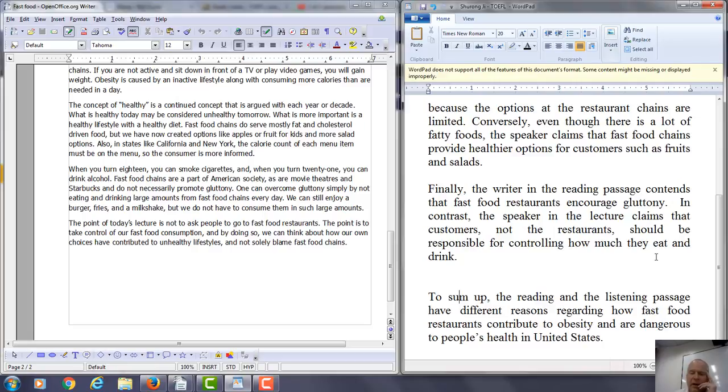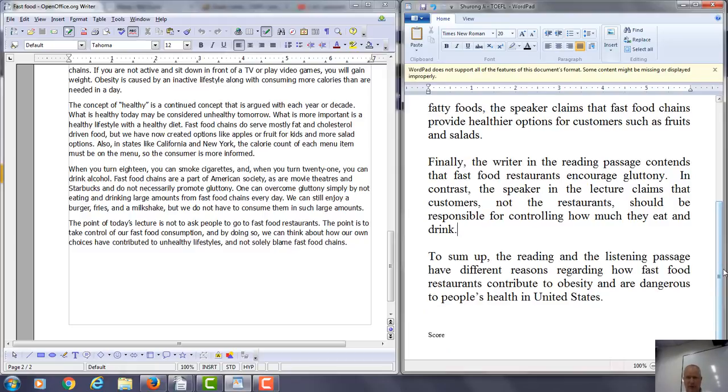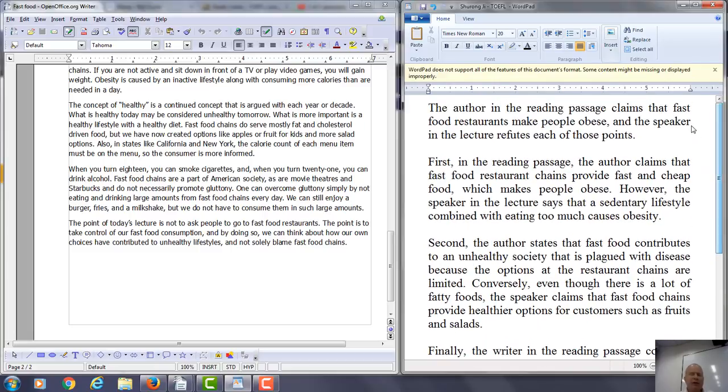To sum up, the reading and the listening passage have different reasons regarding how fast food restaurants contribute to obesity and are dangerous to people's health in the United States. That's what you're looking at. Okay, so the problem with yours is basically you only talked about the information in the reading passage. You ignored all the information in the lecture, so that's not a good idea. So let's read this one more time.